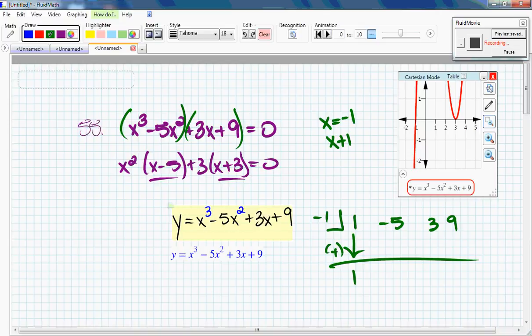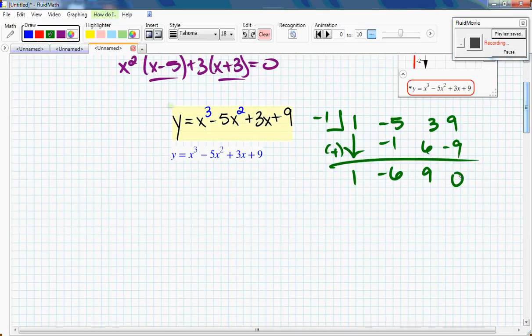Bring down the 1, multiply, add, multiply, add, multiply. Okay, and we see here that it is a factor. Y is equal to 0, remainder theorem. And what we're left with, this was x cubed, this is now x squared minus 6x plus 9 equals 0. We found one of the zeros.